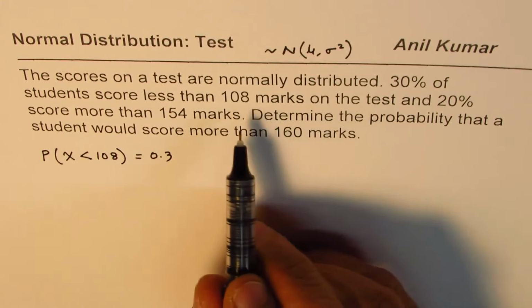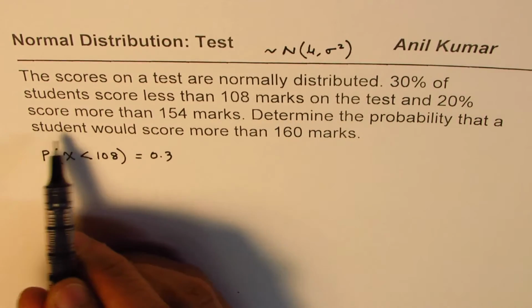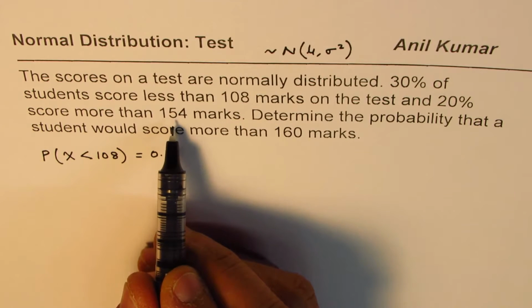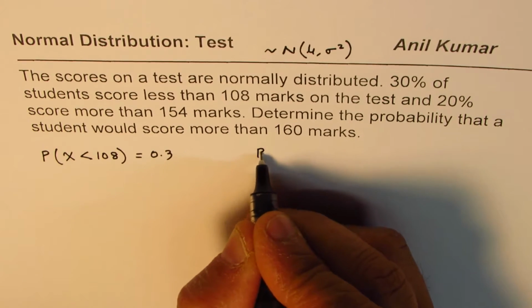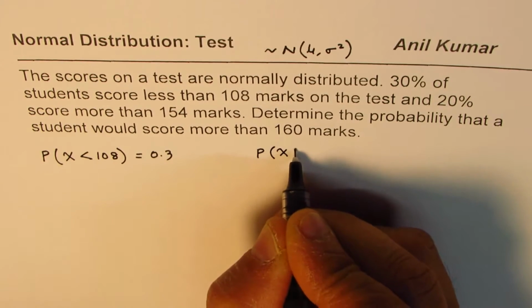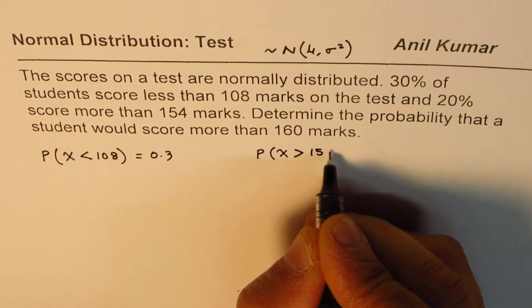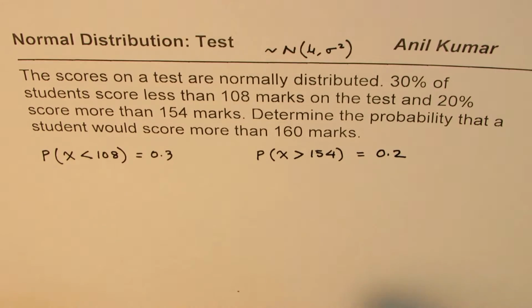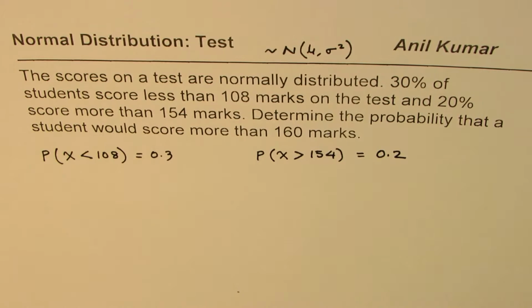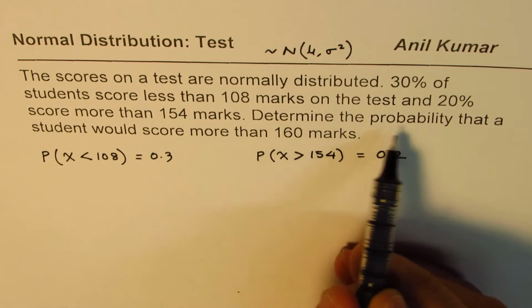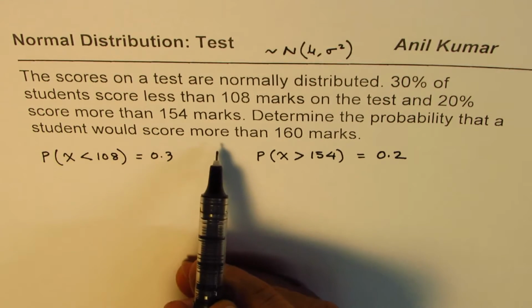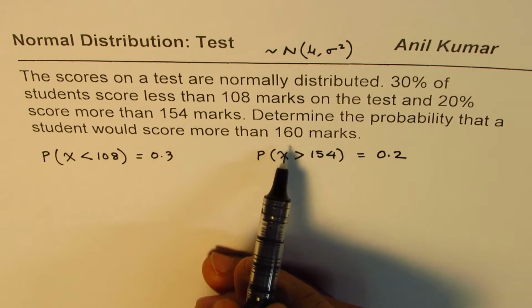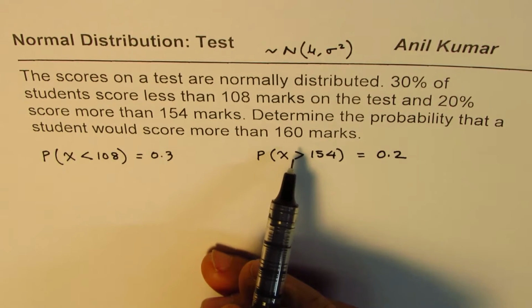And the second is, 20% score more than 154. So the probability for greater than 154 is 20%, which is 0.2, right? So that is greater than. So we got two ends, less than and greater than. Now the question is, determine the probability that the student would score more than 160 marks. That is what we need to find, more than 160 marks.